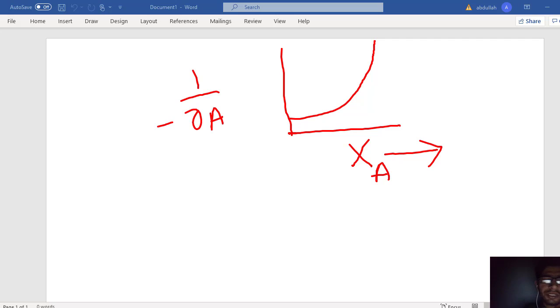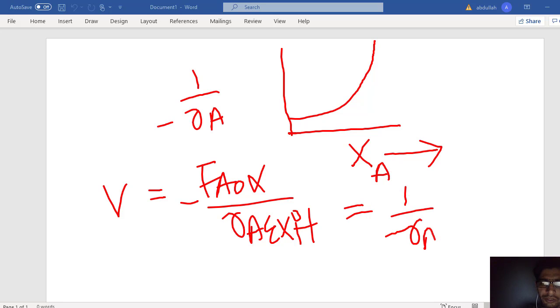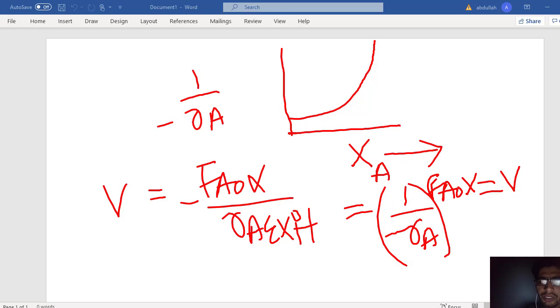And from the CSTR relation we know that the volume of CSTR is FA0 x divided by minus Ra at the exit of the CSTR. Now this is 1 over minus Ra, multiplied by FA0 x, which gives the volume of CSTR. So as 1 over minus Ra tends to infinity, the volume of CSTR will also tend to infinity, and that is impossible in the practical world.